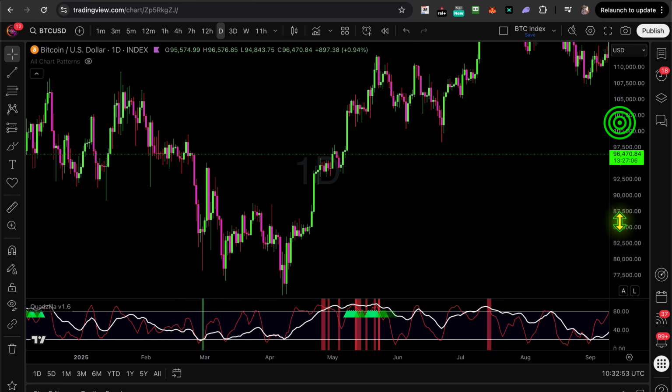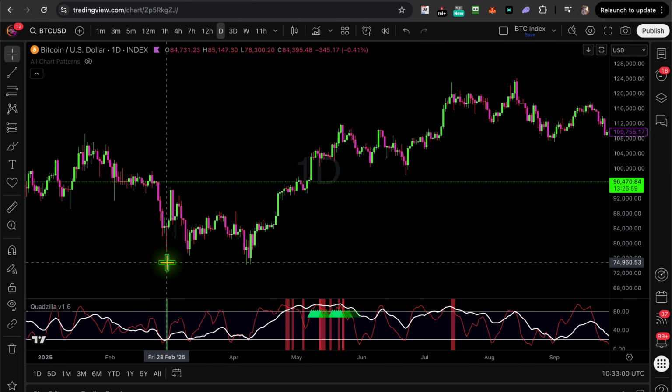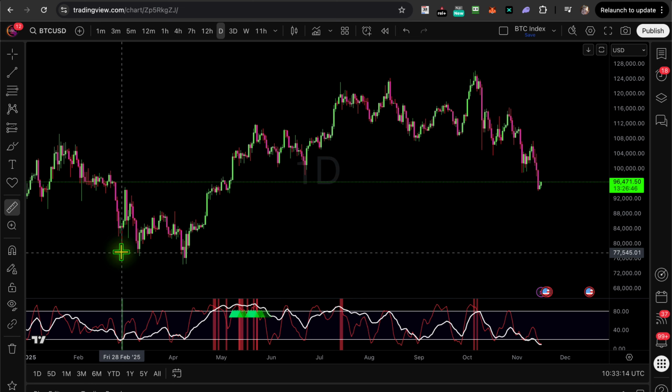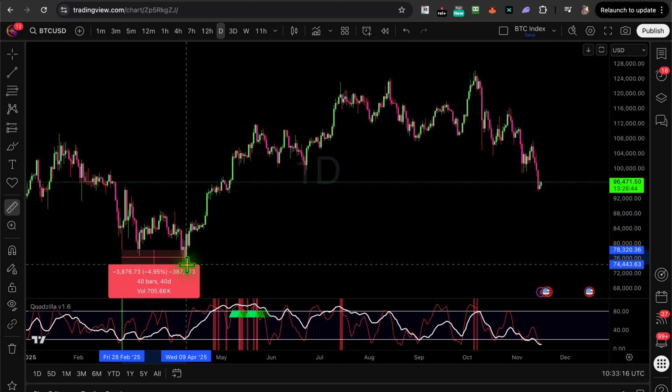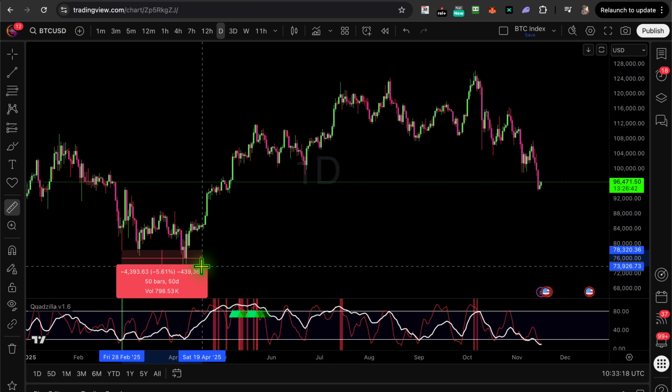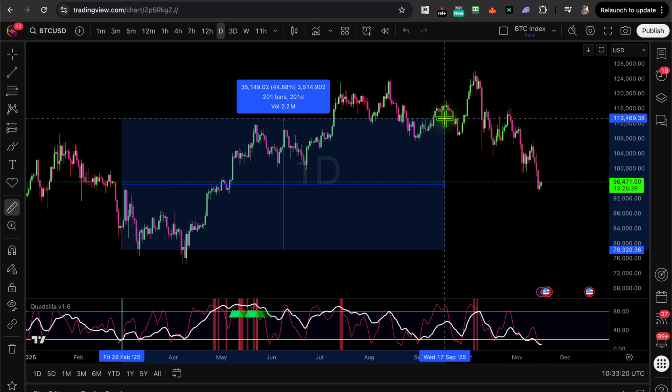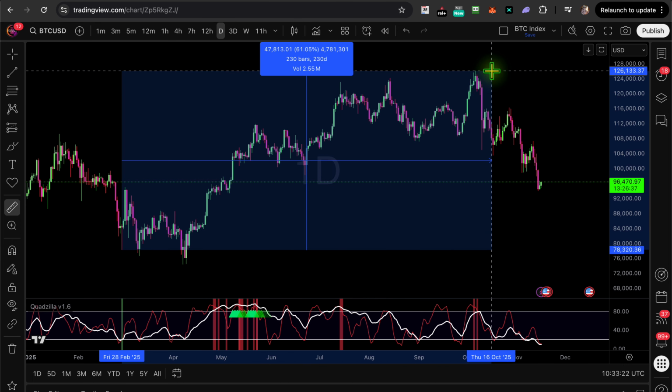Now, the last one of these we had was this one here on February the 28th this year. Now, do bear in mind that from there we did actually go down about 5%. But then we did go to the all-time high with a 61% increase.